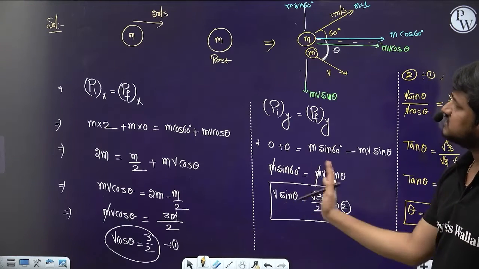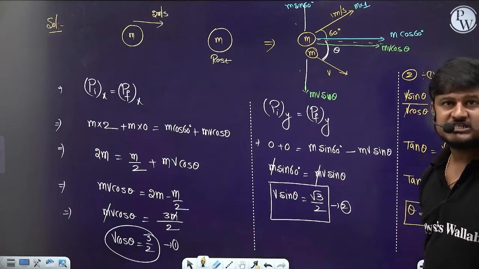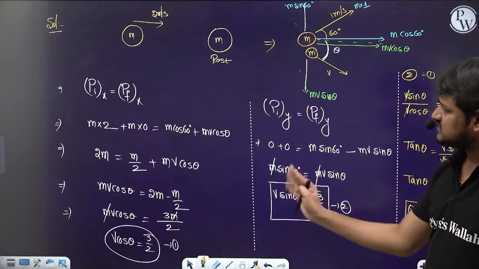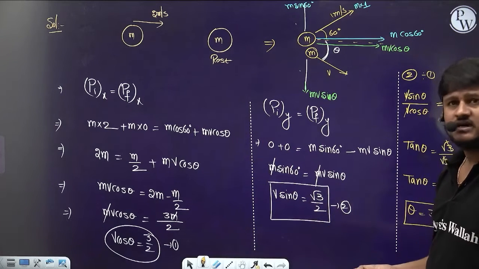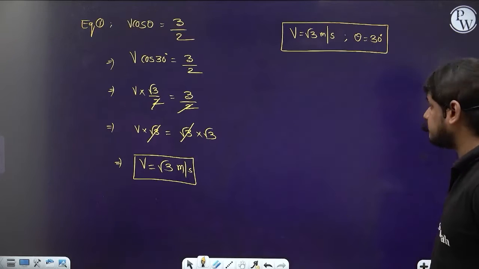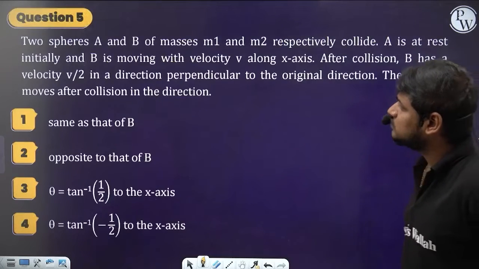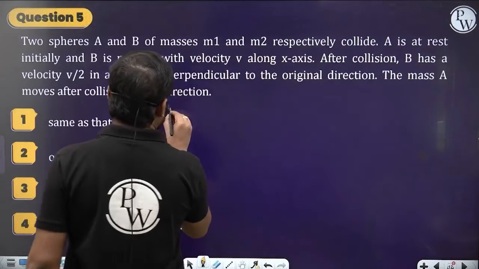It is just the procedure, you have to do the calculations faster. Once you understand the concept, you can do it easily. Right? Clear? Okay, this is done. Let's go for the next question. What does the question say?